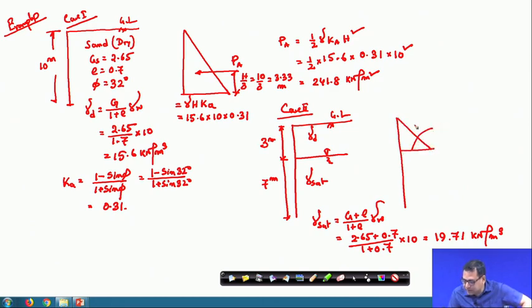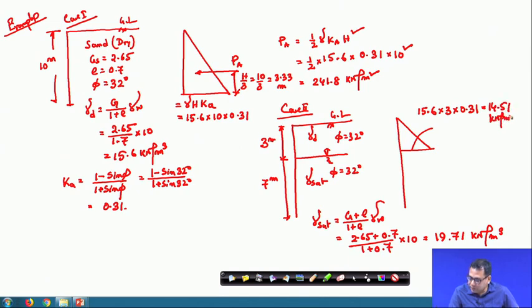We can draw this earth pressure, and this value is nothing but 15.6, this is gamma dry, into the H is 3, into the Ka is 0.31. Because your phi value will remain the same, whether it is dry soil or saturated soil. Here, as given, the phi value, Gs value, and e value will remain the same. So this value is 14.51 kilonewton per meter square.